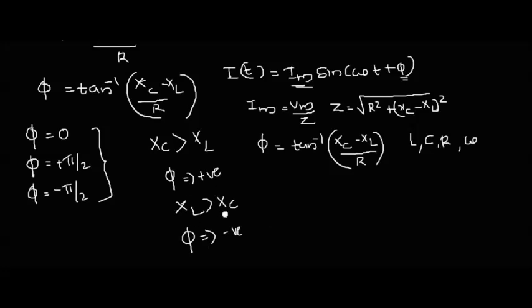Similarly, if XL is greater than XC, phi is negative, that is, the circuit is predominantly inductive in nature and the current in the circuit will be lagging the source voltage.